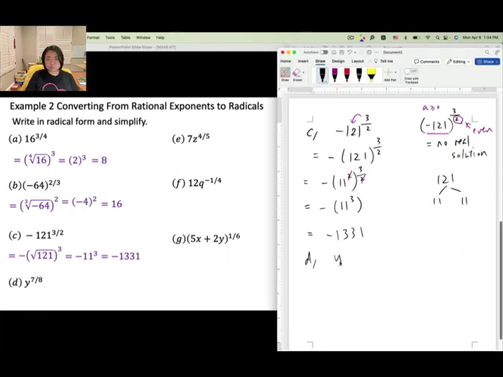Okay, d, y to the power of 7 over 8. You may ask, hey, is there nothing we can do for this one because y is a variable? That's the one thing you need to pay attention to. Remember, this is an even number. If we apply the formula, we're going to have the 8th root of y to the power of 7. Since this is an even root, y has the condition that y has to be greater than or equal to 0. Okay, check your work.